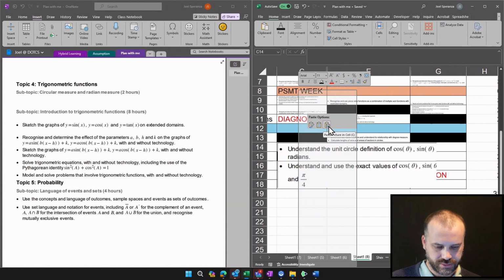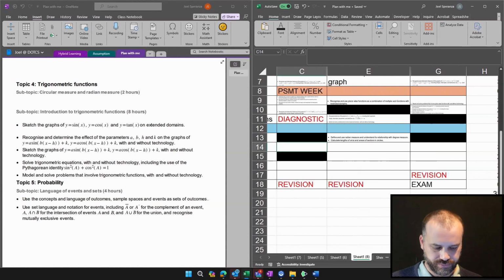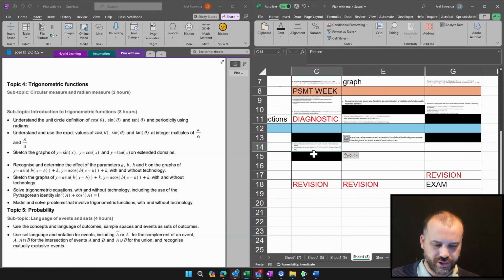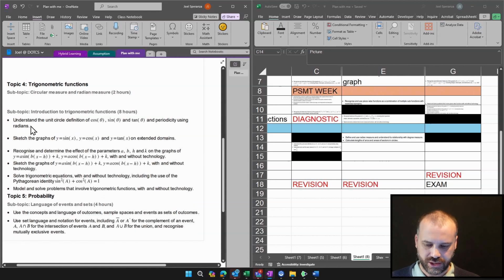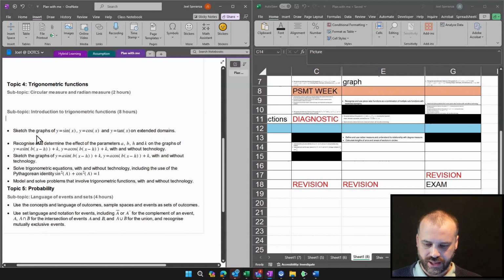Put it here. Important to note, it feels like it's big, but for 70 minutes, literally it's this dot point and this dot point. There's no solving equations here, there's just finding the exact values of sine, cos, and tan of multiples of pi over 6 and pi over 4. So I think I can knock that over in 70 minutes.